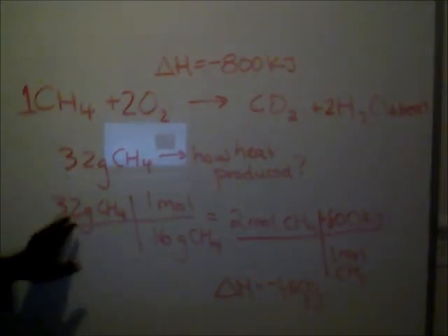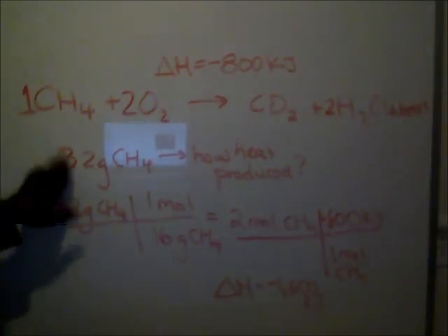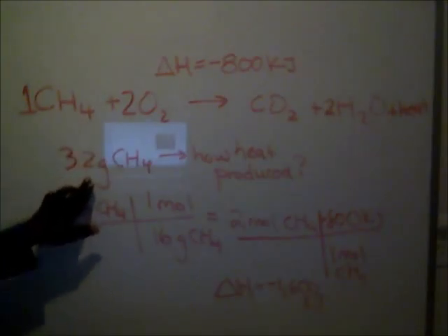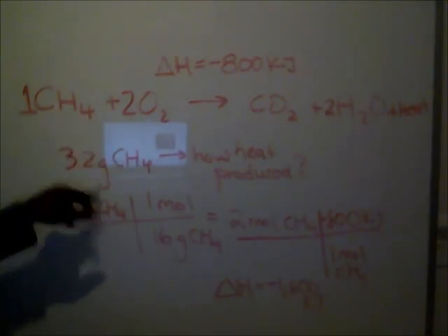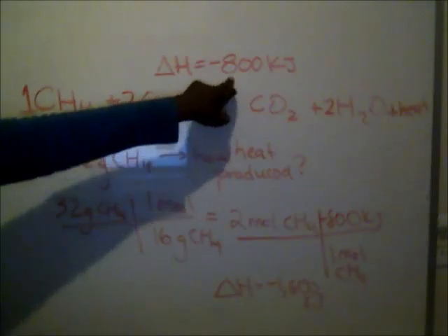So same thing is true if you didn't have a full mole. Let's say this was 8 grams instead of 32. That's only a half a mole, so you'd only be able to make half as much, only negative 400.